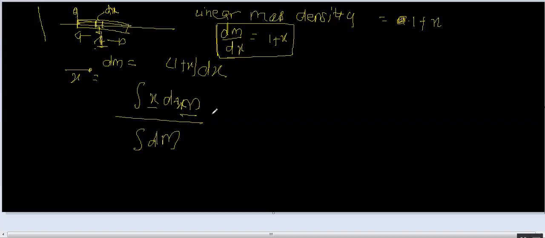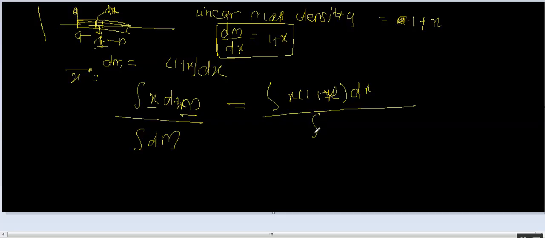So this will become x into 1 plus x dx, because dm is equal to 1 plus x dx, divided by integration of 1 plus x dx. So what is the value of x? We have to put the limit. So x varies from 0 to 1.